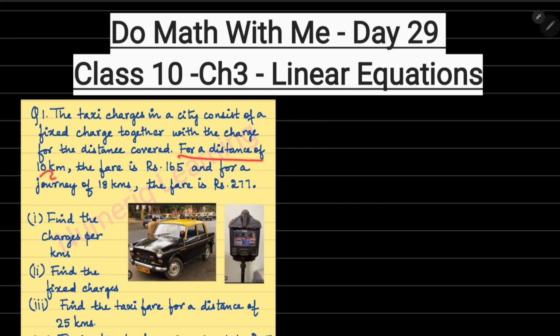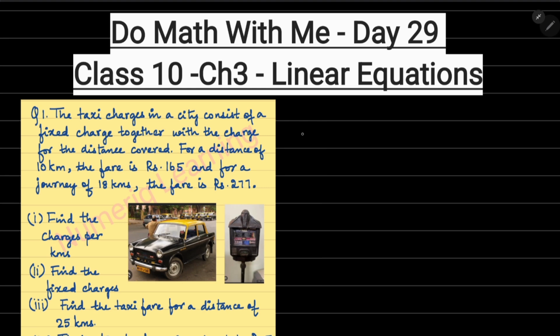Okay, so for a distance of 10 kilometers, the total fare is rupees 165. And for a journey of 18 kilometers, the fare is 277. So now you have to understand this question. There are two things that you have to understand. One is the taxi charge consists of fixed charge and charges per kilometer. That is a variable component.